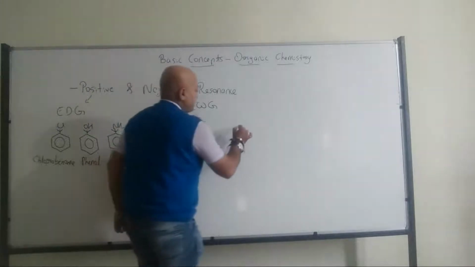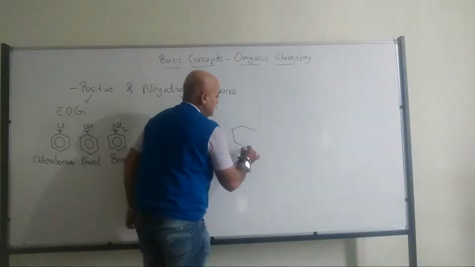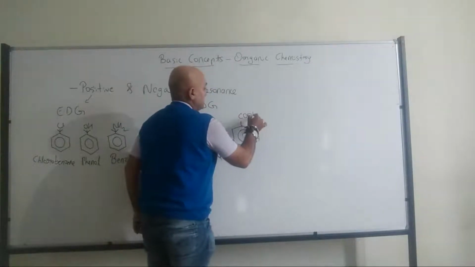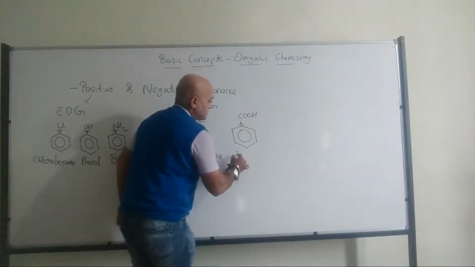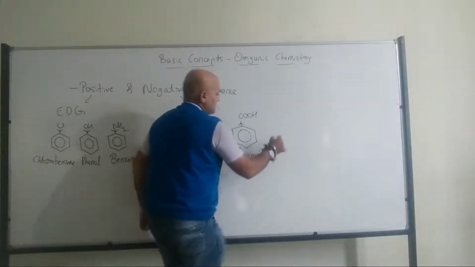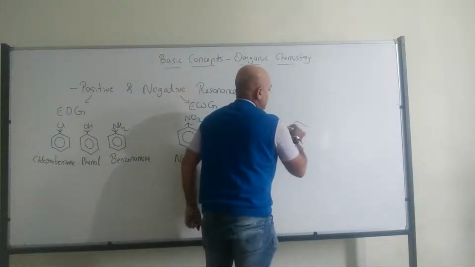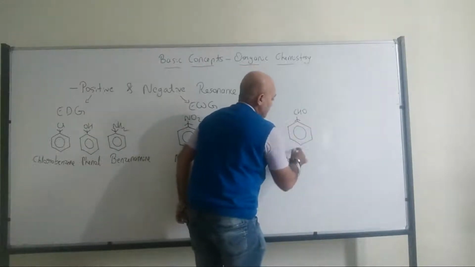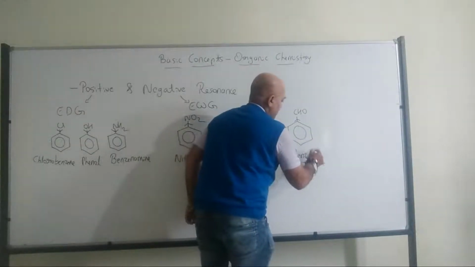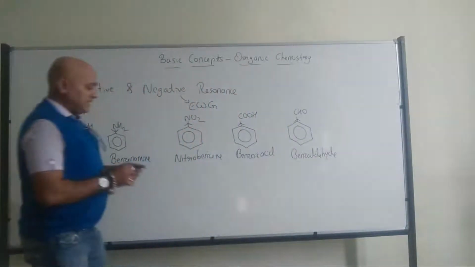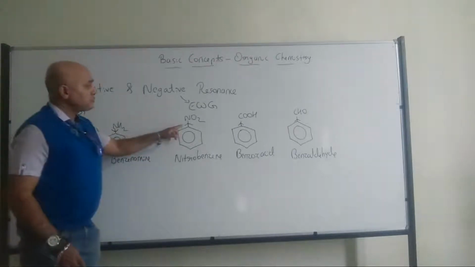Fine. So another example for this one is benzoic acid. Same way we have benzaldehyde. Okay? So like that, electrons will be moving towards the substituent.